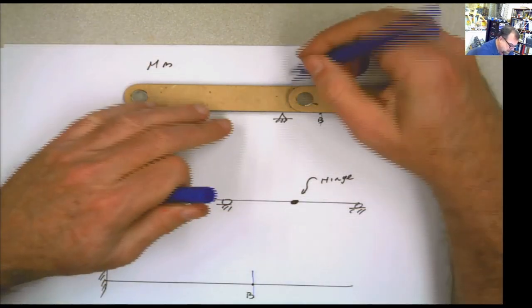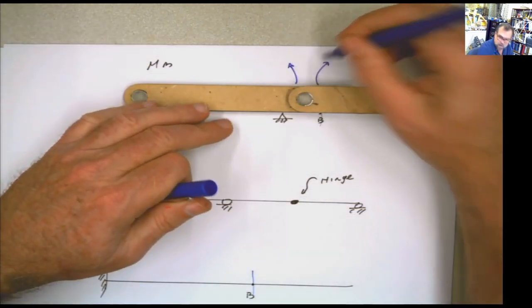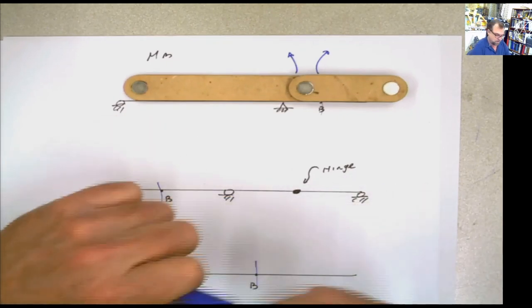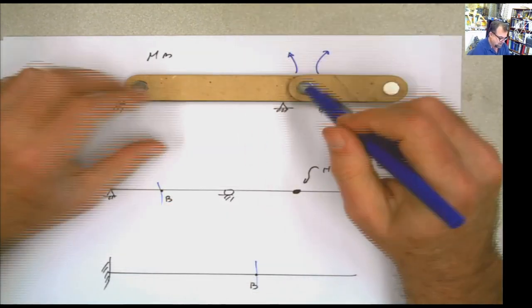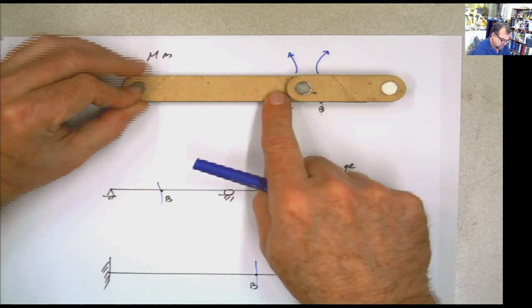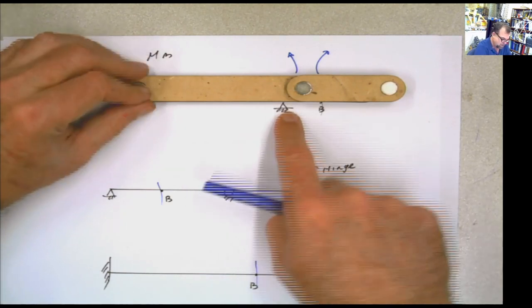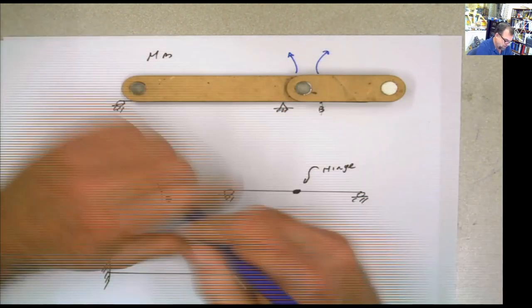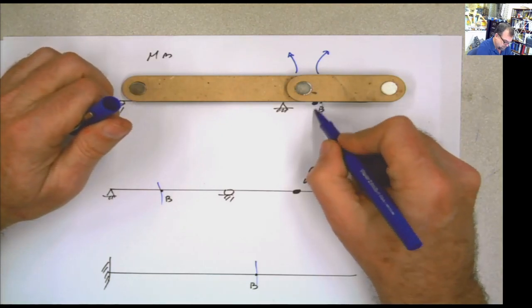Now, once I have that, I apply the moment according to the convention that we always have used. Now let's start with this side. If I have this side, and this is this and this is that, a pin and a roller, and my hinge is somewhere here, more like that, B.